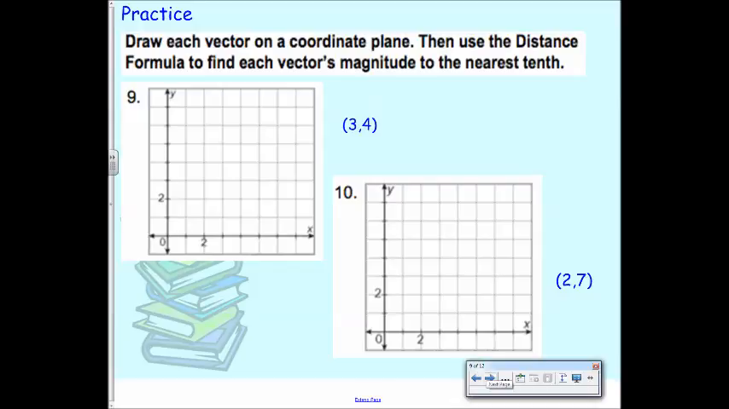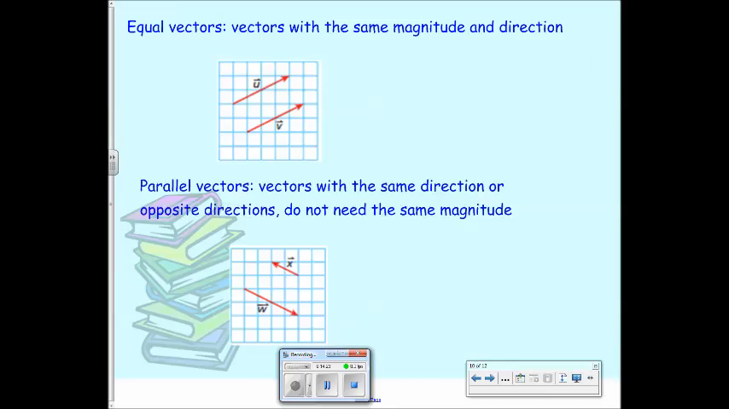Okay, so the last thing with vectors, so far we've talked about component form, direction, magnitude, and then the last little piece with vectors is if they're parallel or if they're equal. So an equal vector means that those vectors have the same magnitude, which would be the same length, and they're going in the same direction. So vector u and v are equal vectors because they're going in the same direction and they are exactly the same distance. Parallel vectors, they are vectors with the same direction or opposite direction, so direction doesn't matter, but they do not need the same magnitude.